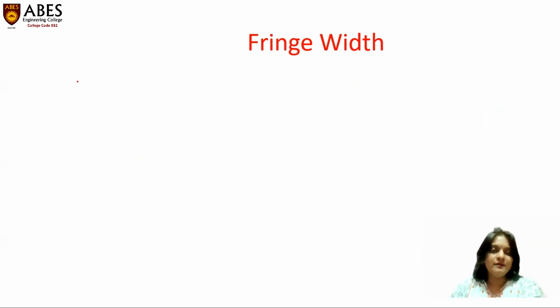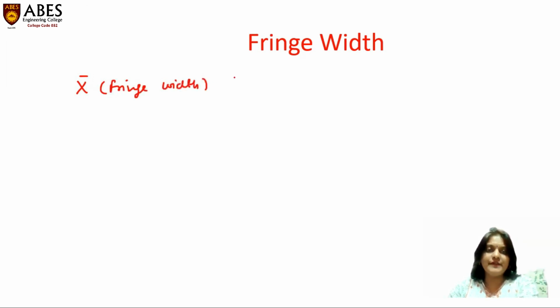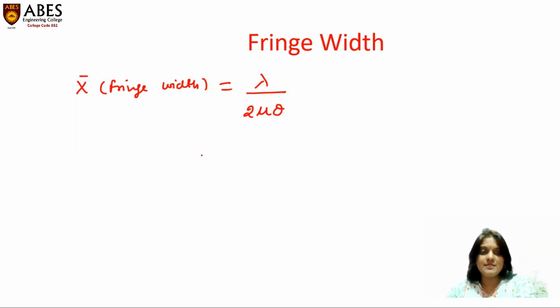So finally, fringe width in a wedge shape film is lambda upon 2 mu theta. It means fringe width is directly proportional to lambda, inversely proportional to mu, and inversely proportional to the angle of wedge.